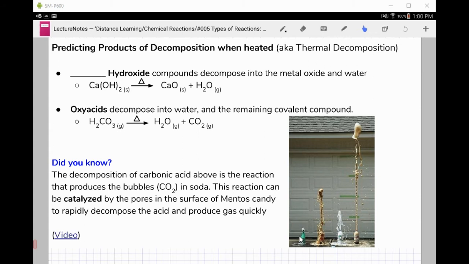Now, generally, this happens fairly slowly, right? It is a decomposition reaction. It's endothermic. However, if we drop something in to catalyze the reaction, like a little bit of Mentos, with those little pores that give it a place to trap the CO2, we can cause the decomposition reaction to happen really, really fast. And this is what causes that famous Mentos in Diet Coke fountain experiment. Right, let's take a look.